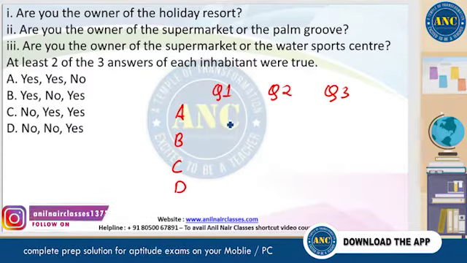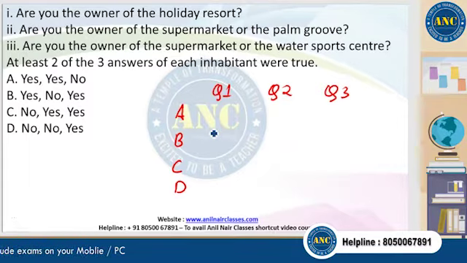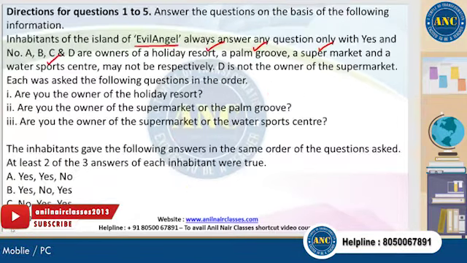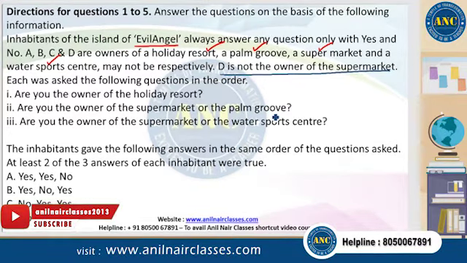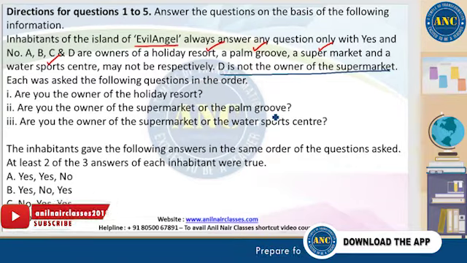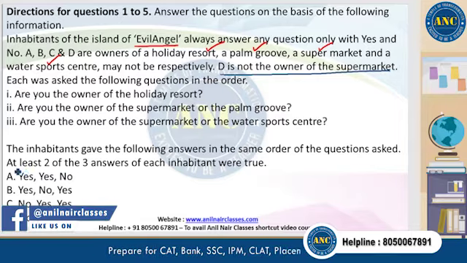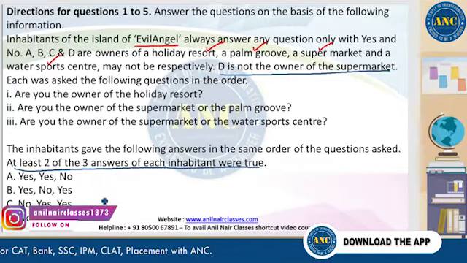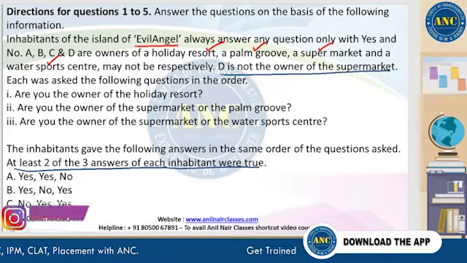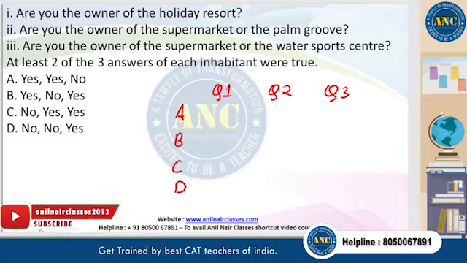Now, if you look, we definitely want to start with D, for the simple reason, if you get back to the question, you'll notice something, right? D is not the owner of the supermarket. That's one sincere, or positive, piece of information that we know, right? And we also know at least two out of the three answers of each inhabitant were true. At least two has to be true, right?